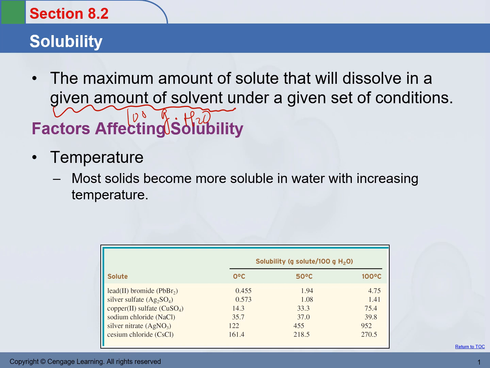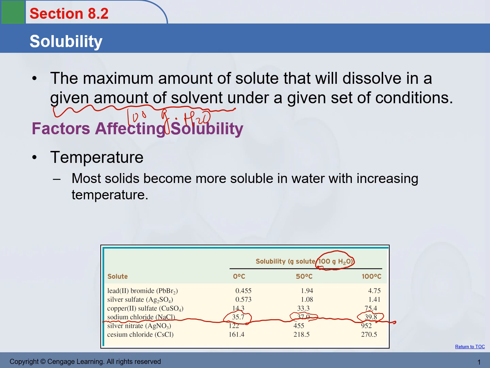Here we have some data for some solids, the solubility of them in water at different temperatures. As you can see, solubility data here means the amount of solid dissolved in 100 grams of water. So let's use sodium chloride as an example. At 0 degrees Celsius, every 100 grams of water can dissolve 35.7 grams of sodium chloride. When the temperature is at 50 degrees Celsius, solubility becomes 37, and at 100 degrees Celsius, solubility becomes 39.8 grams. Well, the temperature impact on the solubility of sodium chloride was not very significant.